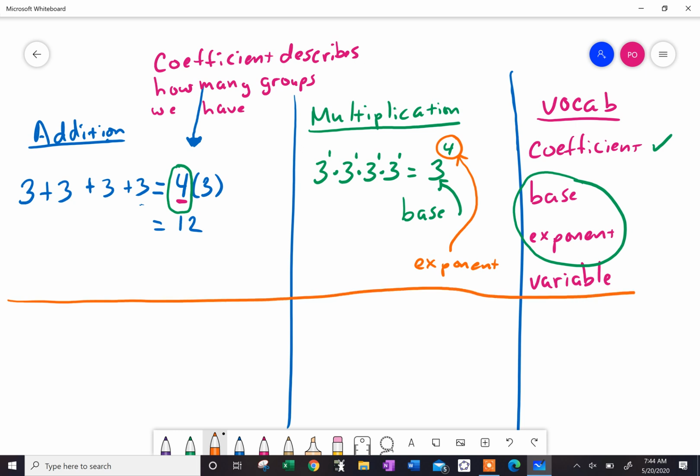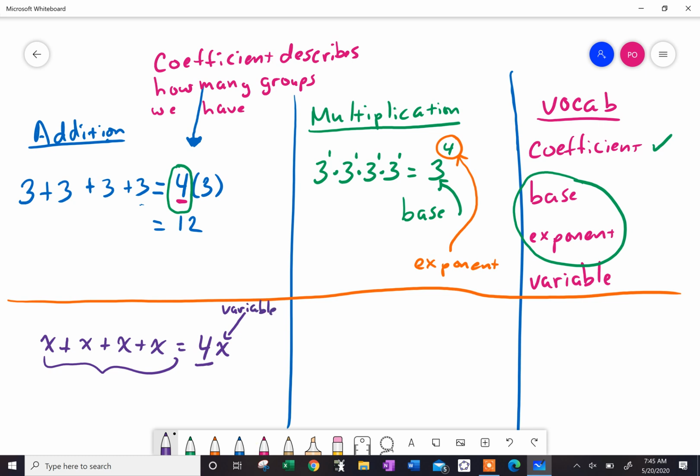Now, we're going to introduce one more term, and that term is a variable. Variables are unknown quantities, or they could be known quantities, but they can also change. So I'm going to explain in a second. So let's say I had something like this. X plus X plus X plus X. How many groups of X's am I adding? Well, I'm adding 4 of them. So my coefficient is 4 because I'm adding 4 of them together, and my variable is X because, like I said, X could be any number.